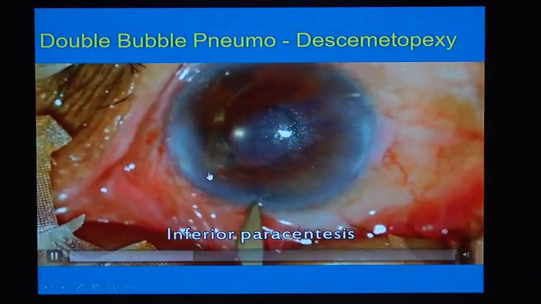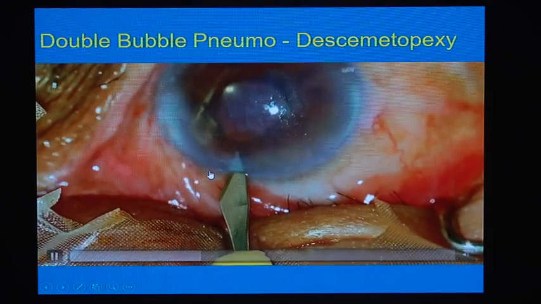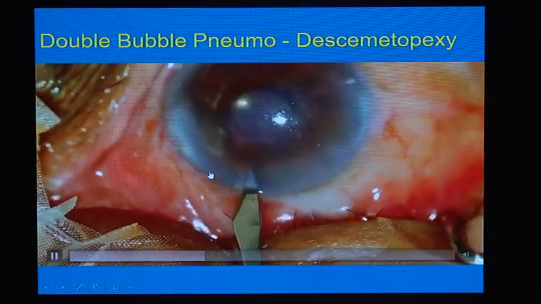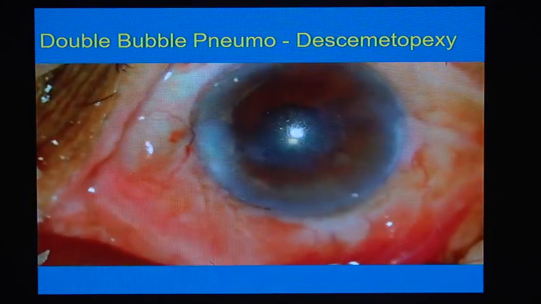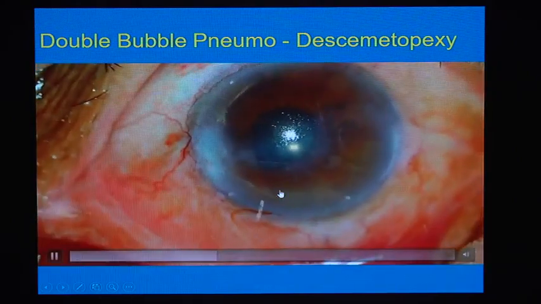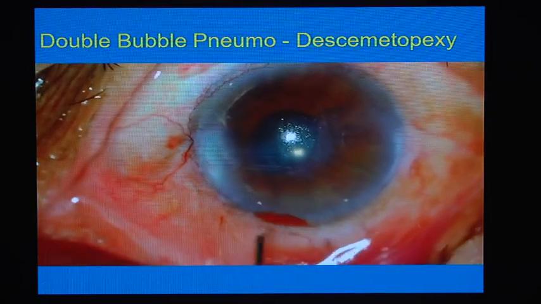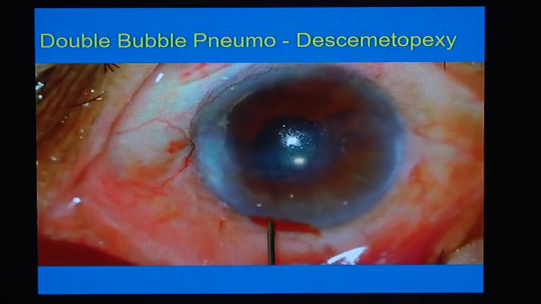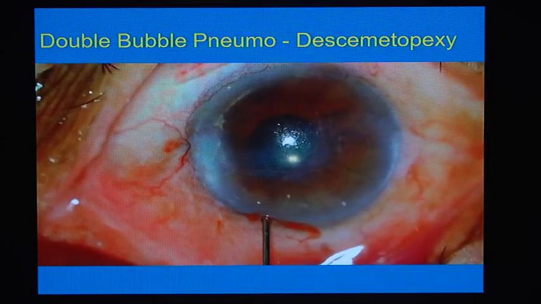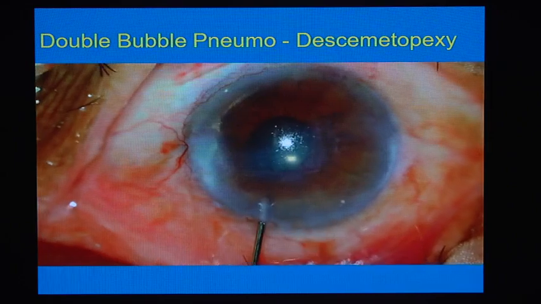So in this patient, what we have done is that we have again made the paracentesis inferiorly. Usually it's wise to make paracentesis in the area where the Descemet's membrane is attached. So after making the paracentesis, what I thought was that we'll put a small air bubble and we'll try to unroll it to the extent where we can unroll it. And this is a very good technique which I have found.